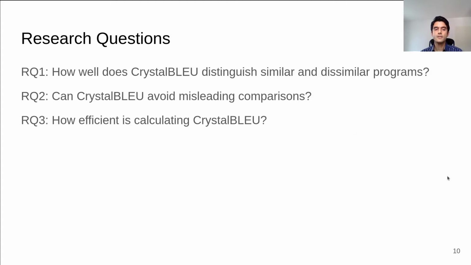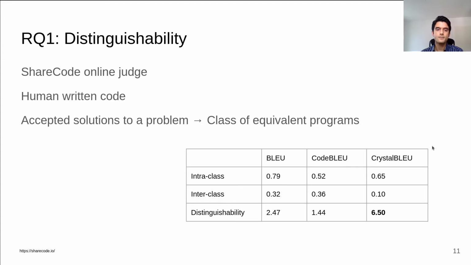So we want to answer these three questions in this talk. How well does CrystalBLEU distinguish similar and dissimilar programs, can it avoid misleading comparisons, and how efficient is running CrystalBLEU? So first, the distinguishability. For that, we need some classes of equivalent code, and for that reason, we take the data from CodeChef, which is an online judge.